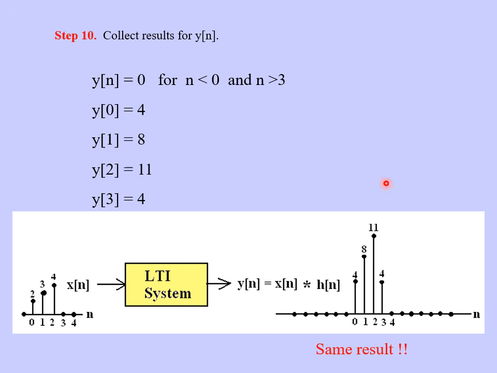So finally, we can collect all our results, which are shown here, and we can plot them, and of course, we'll get the same result as we did before. We get the 4, 8, 11, and the 4, but as you can see, this took 10 steps to get these results, whereas the simple method that we did in the activity was probably less than half of this number of steps. I think it was maybe 4 steps total to get the same result.